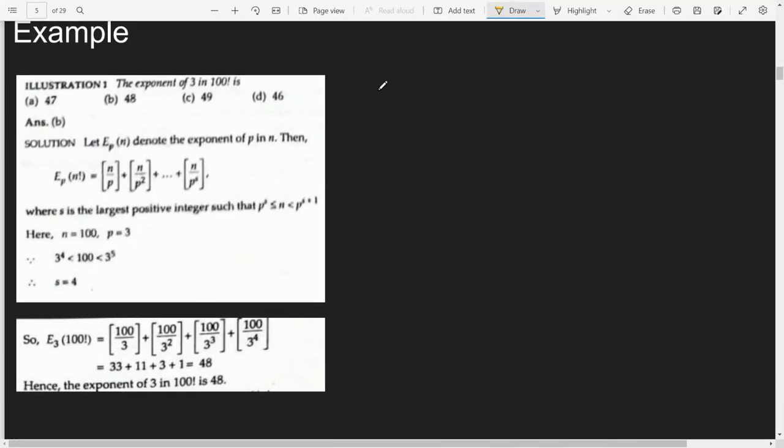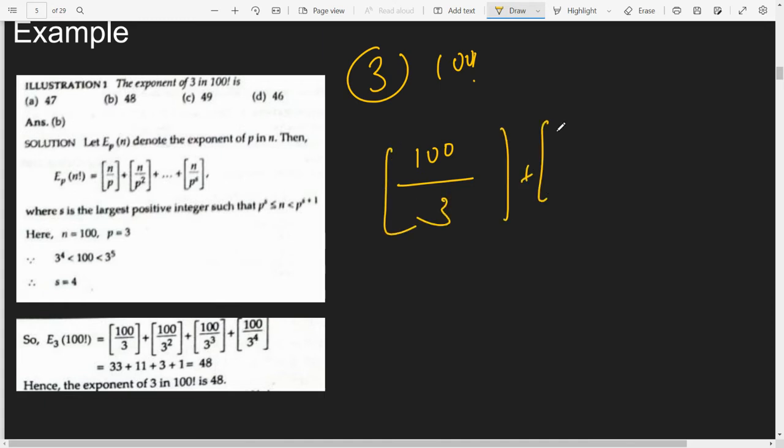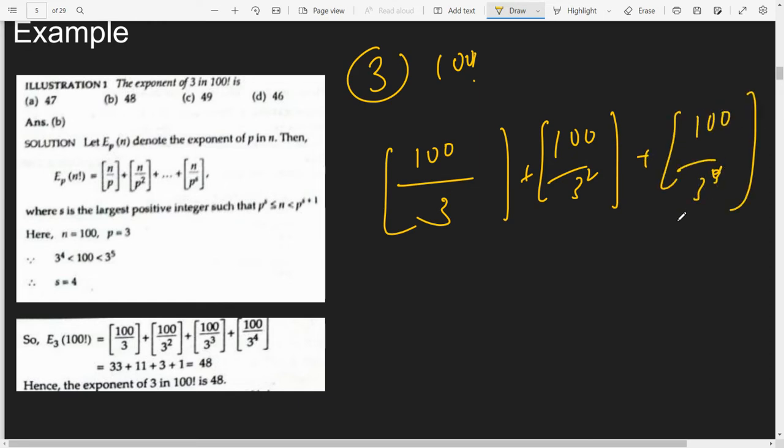Okay. So it is saying find the exponent of 3 in 100 factorial. Now what do you need to do? 100 by 3. Okay, 100 by 3, plus 100 by 3 square, plus 100 by 3 cube, plus 100 by 3 to the power 4. So 100 by 3 is going to be 33 point something. Obviously we need to take the integer because the greatest integer function takes the integer. 100 by 9 is going to give 11.